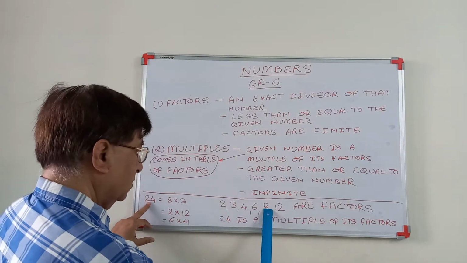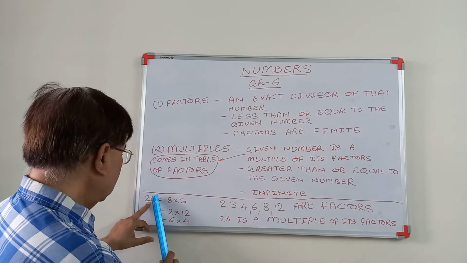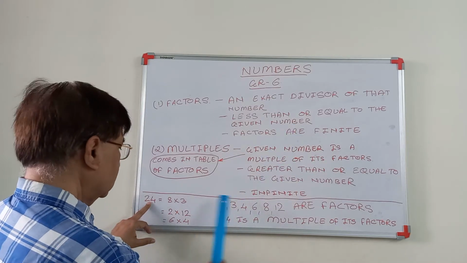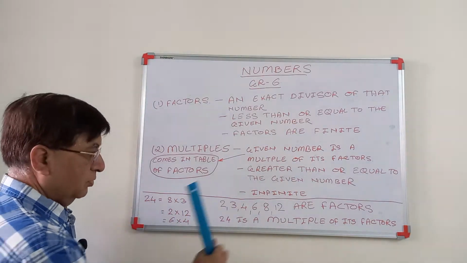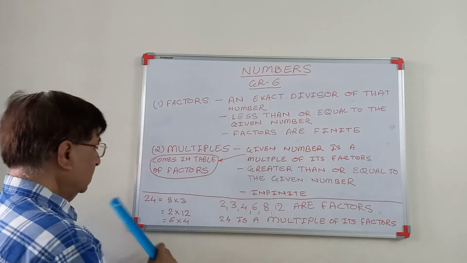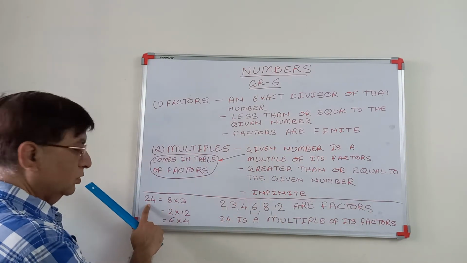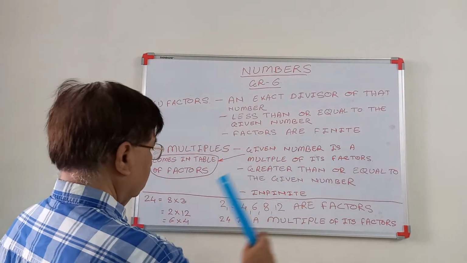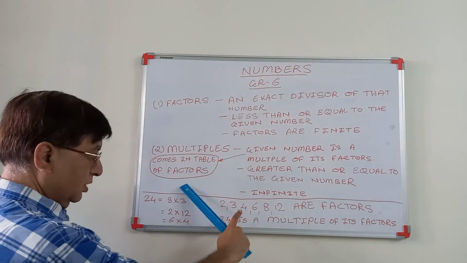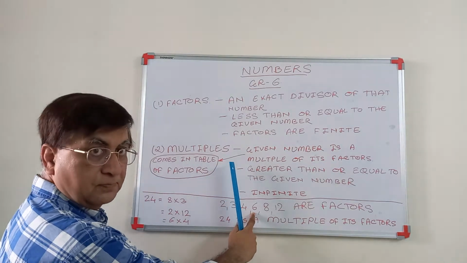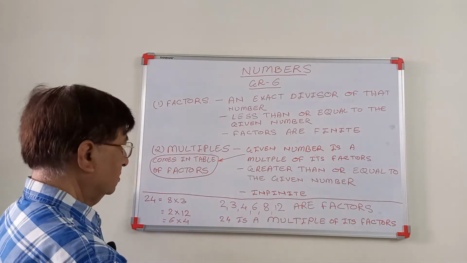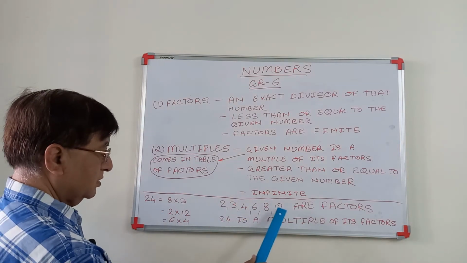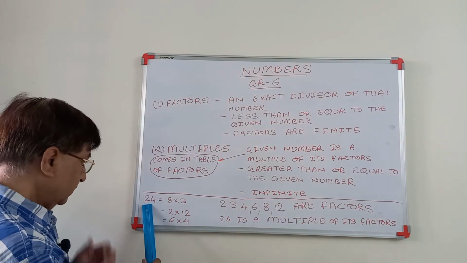And you will see all these numbers are either equal to or less than the given number. I mean, 24 can be a factor too. So these factors are equal to or less than the number. Factors are finite because a number has a certain number of factors. It cannot be infinite, right? So here 2, 3, 4, 6, 8 and 12 are the factors of 24.